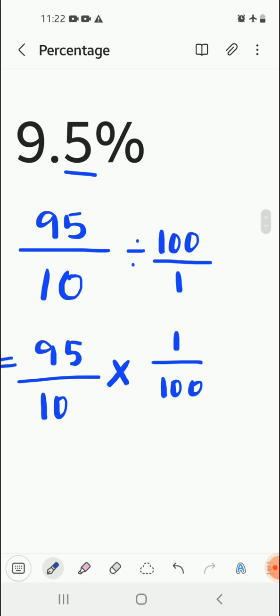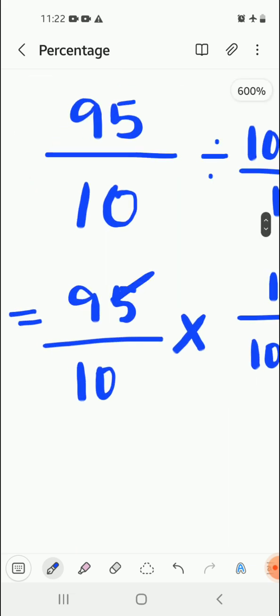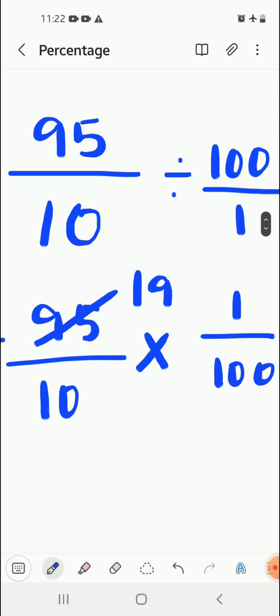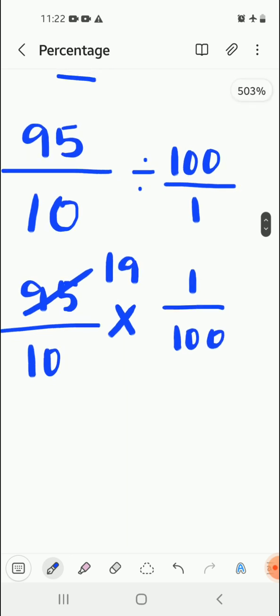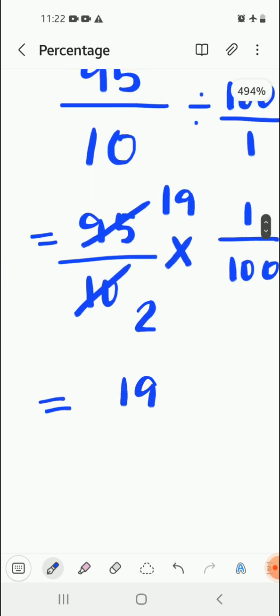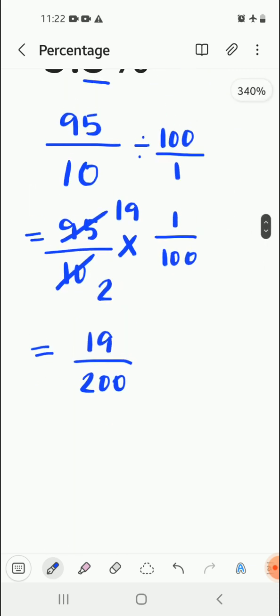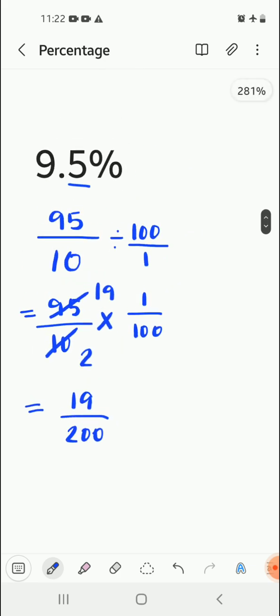Now as we have got 1 by 100, we can cancel this number by 5. So 95 divided by 5, we get 19, and 10 divided by 5, we get 2. So the answer that we get is 19 by 2 into 100, that is 200. So the answer will remain in this form, 19 by 200. After this, we will move to the next question.